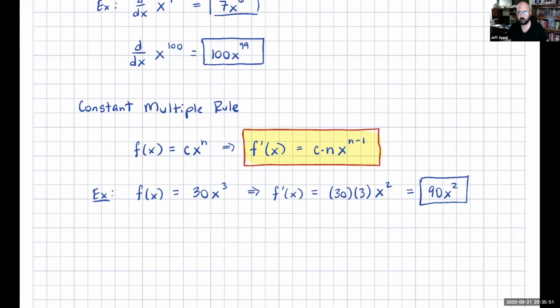And then you could keep going with this, right? You could take the derivative again, as we saw in the last section. You can do higher order derivatives. So we could differentiate 90x squared. In fact, might as well, right? Why not? Let's find the second derivative of this function.